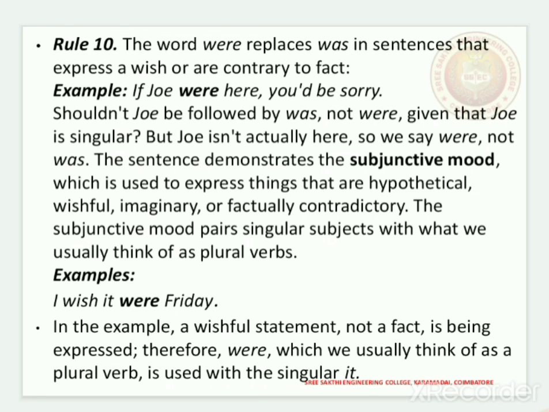Example: I wish it were Friday. Okay, so obviously the person is thinking in an imaginative way, something like a fairy tale. In the example, a wishful statement is not a fact. It's a wish being expressed, therefore were, which we usually think of as a plural verb, is used as a singular.